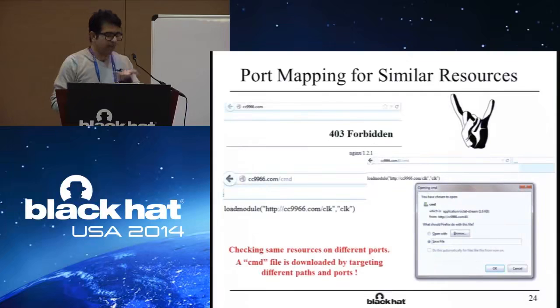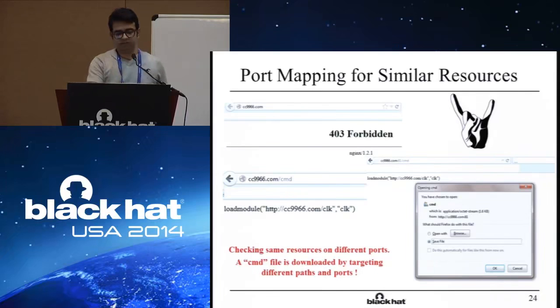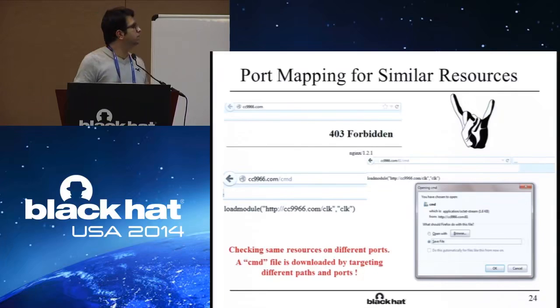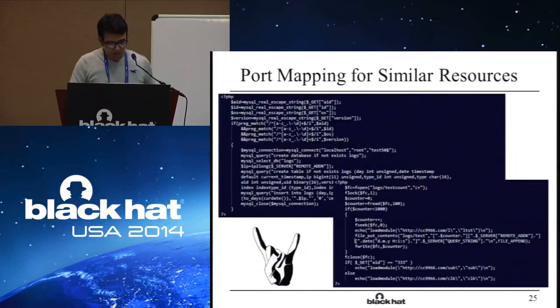When I accessed cc9966.com, it started giving these forbidden messages. And from another network traffic, I saw they're sending some sort of data back to the CMD directory or resource. When I access it, it gives me a message of loading module from cc996.com, but another path. When I keep trying differently, as you can see in the figure on the right side, I accessed that on port 81, and it allowed me to download the command folder, or basically the command file. So it gave me everything I ever wanted.